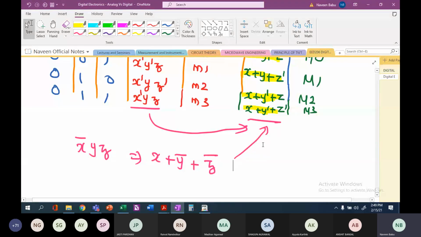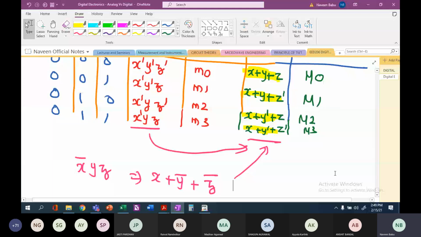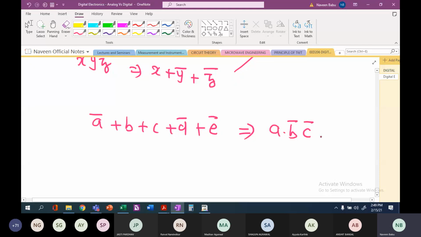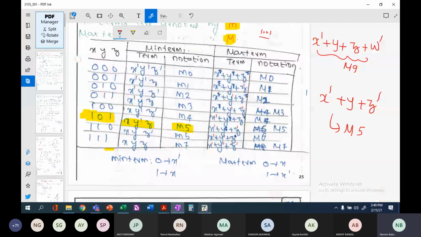Similarly, the reverse is also true. If, for example, I write a max term something like a bar plus b plus c plus d bar plus e bar, so this is a max term. If I want to convert this into a min term, then it is a dot b bar dot c bar dot d dot e, which is equivalent to 10011. So this is how you convert a max term to min terms and min terms to max terms. Any doubts here?